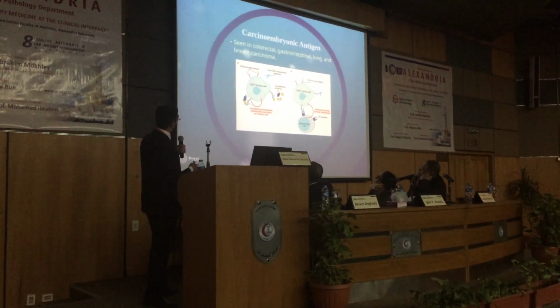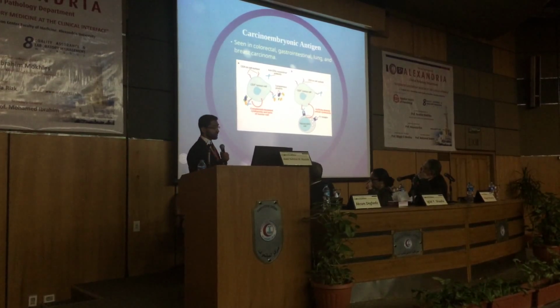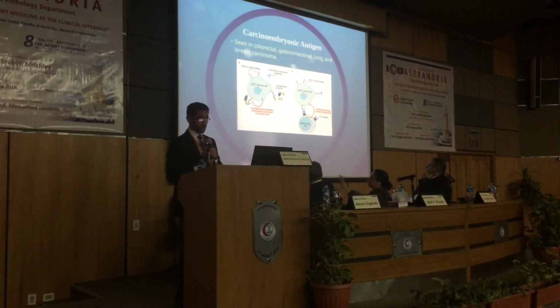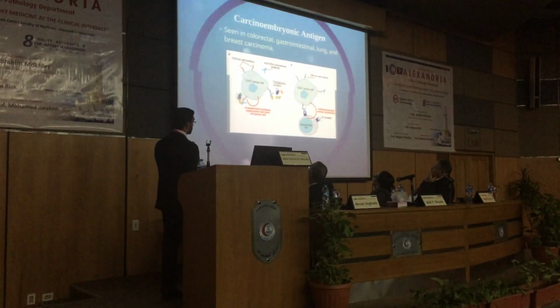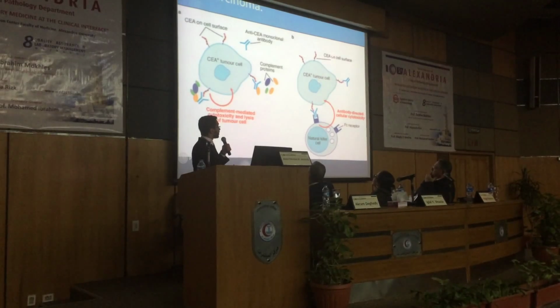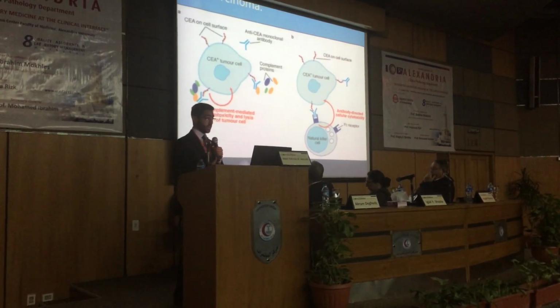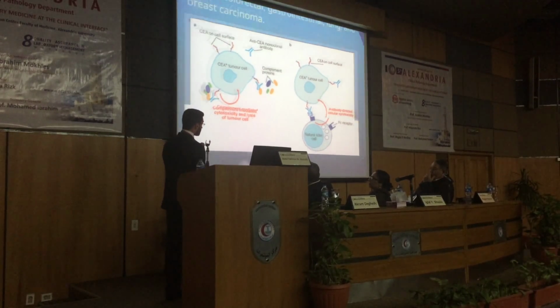And then we can also see carcinoembryonic antigen, CEA, seen in many different types of cancers, so it's not specific, but it is still important nonetheless. And here we've got a diagrammatic representation, a CEA tumor cell. It expresses the antigen, and the immune system interacts with it in a specific fashion.